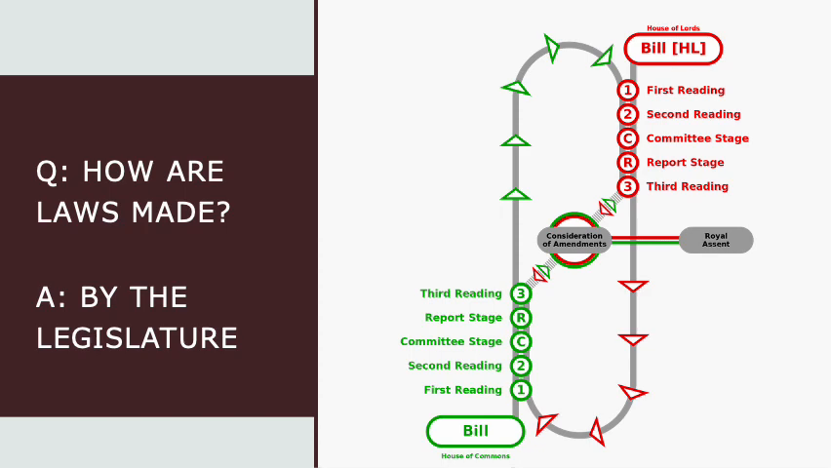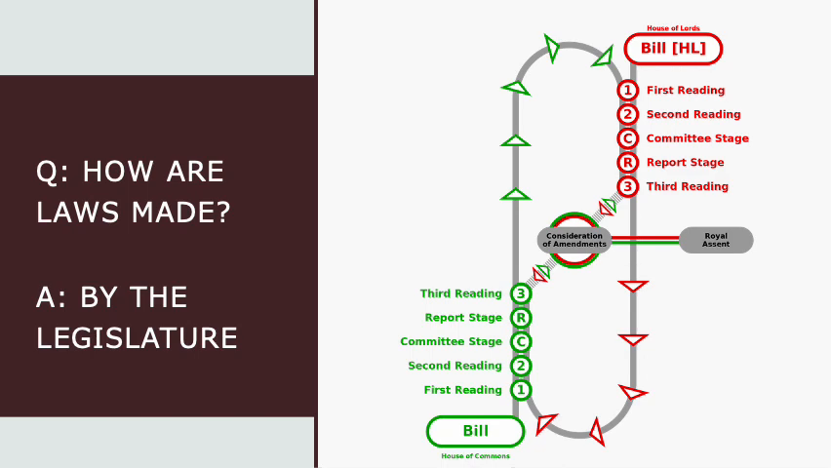So when it comes to laws and how laws are made in this country, laws are made by the legislature. What we're going to do now is have a look at how that happens. So on this diagram, you can see the two houses of Parliament. In red, you've got the House of Lords on the right, and then on the left in green, you've got the House of Commons. And both houses are involved in the creation of laws.